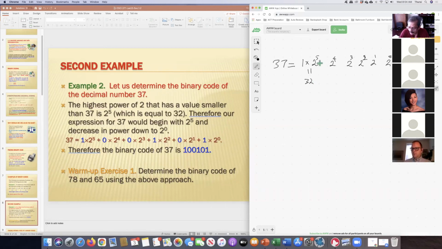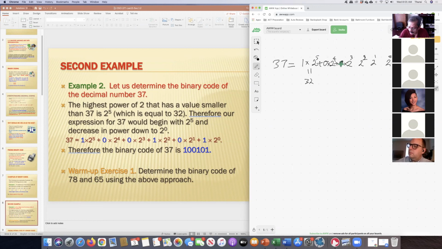If I put 1 in front of 2 to the 4, that will add 16 to this, which is too much. 16 plus 32 is too much. So therefore, that'll be 0. And then if I include 2 to the 3, that'll be 8. 32 plus 8 will be 40. So that's also too much. So 0 there.